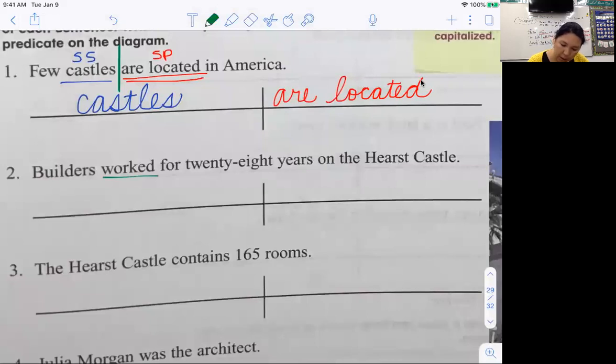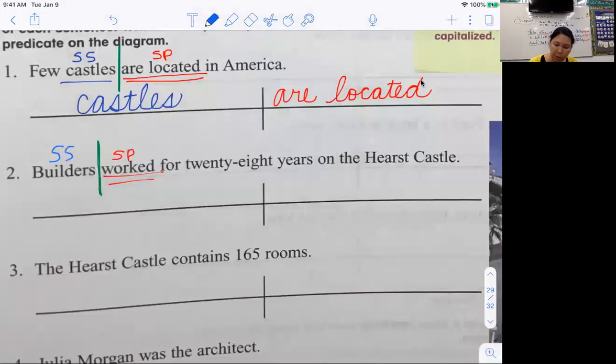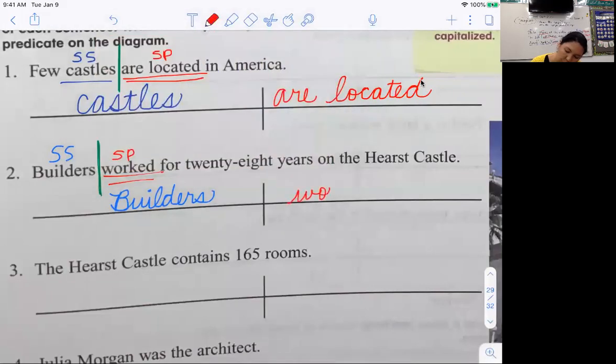Oops, I should do that in red. I'll do my green line. So worked is my action. So I always put the green line in front of my action. And then I'm going to underline in red worked. That is my simple predicate. So who worked for 28 years on the Hearst Castle? Who worked? Builders worked. So builders is my simple subject. Now, because builders is capitalized, I'm also going to capitalize it in my diagram. Builders on the first line, worked on the second side.